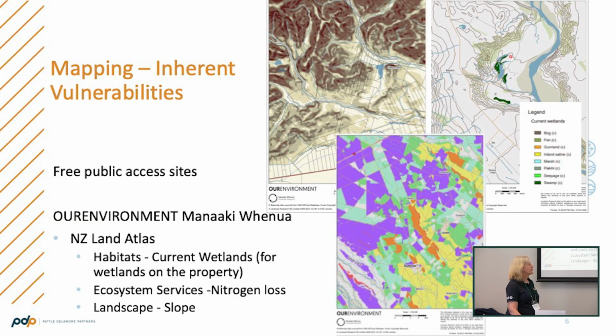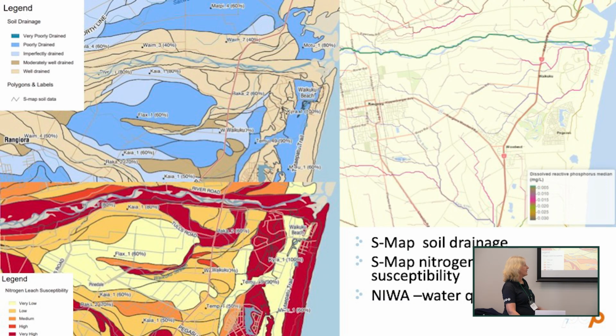So there are a whole lot of sources. Whether it's Our Environment, where there are some quite cool maps around habitat, ecosystem services and nitrogen loss, landscape slope. S-maps is one that I use a lot, whether it's for the drainage maps, identifying poorly drained areas versus well-drained areas, and the other one is nitrogen leaching susceptibility, again identifying what's at risk. Is it a high risk for nitrogen leaching or is it a low risk?